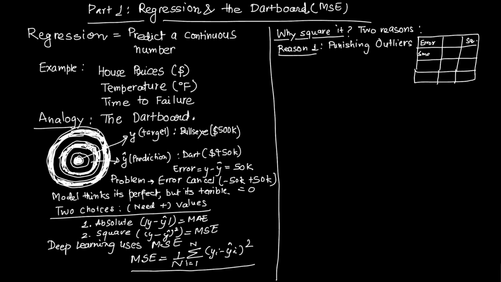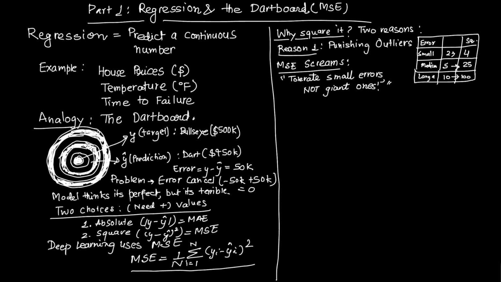For a small mistake, error is equal to 2 and squared error is 4. For a medium mistake, error is 5 and squared error is 25. For a large mistake, error is 10 and squared error is 100. Notice what happened. As the error grew linearly, the MSE function screams at the model, I can tolerate small errors, but I will not tolerate giant ones. It forces the model to prioritize fixing the worst predictions first.